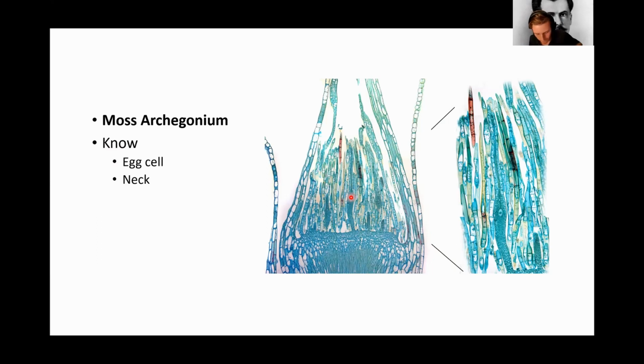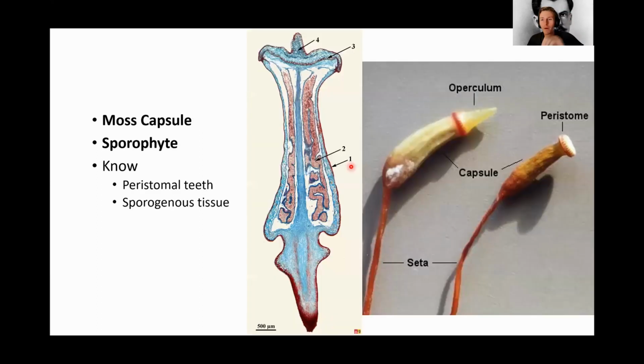The neck comes from the egg cell. So this is the neck right here. This is the egg cell, and the part above the egg is this. That is the neck. Yes, the neck. Moss capsule.